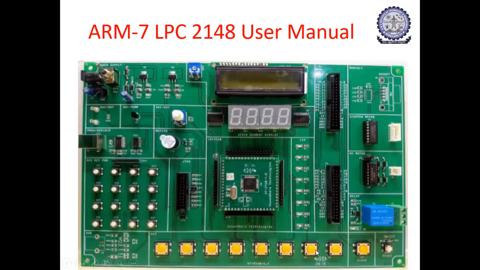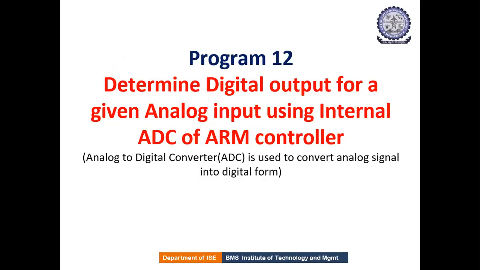We will see exactly how the analog to digital converter works. So our program is to determine the digital output for an analog input. That means the analog input is the variable register, and the digital output is the voltage value of the varied register, which is converted into digital format and displayed in the LCD. So we know what is meant by ADC. It is an analog to digital converter which converts the analog signal to digital form. That means the variation in the signals will be converted into the digital representation. So that is all about our program.